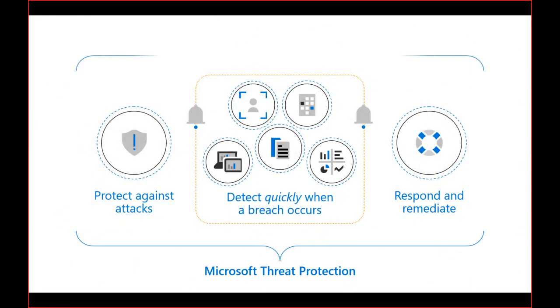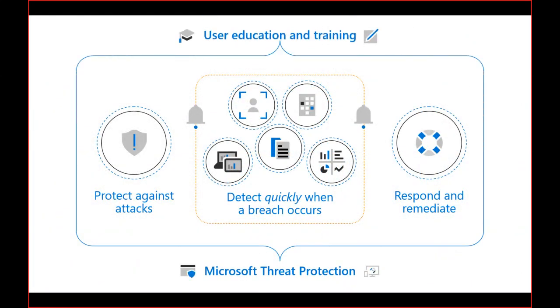Now, just to wrap up this section, the way to think about Microsoft Threat Protection is, for those of you in the security field, you're very familiar with the mantra of protect, detect, and respond. So Microsoft Threat Protection is designed to protect against attacks. It's also, however, and just as critical, designed to detect quickly when breaches occur, and then also respond and remediate to those breaches should they occur.